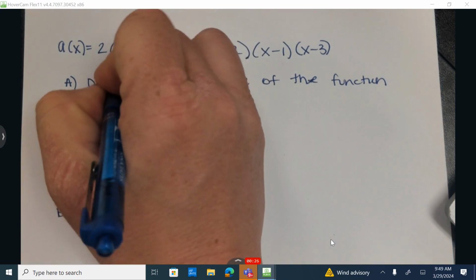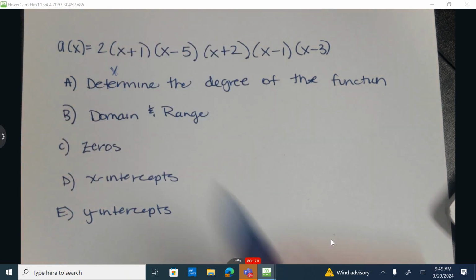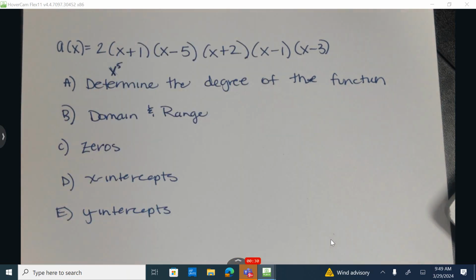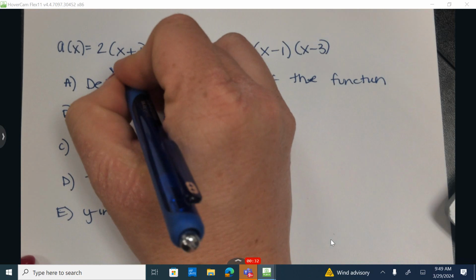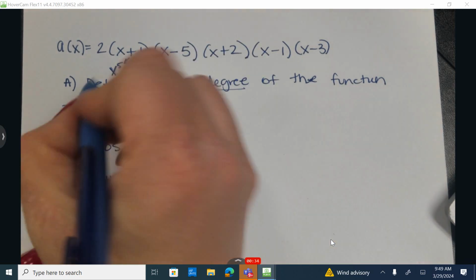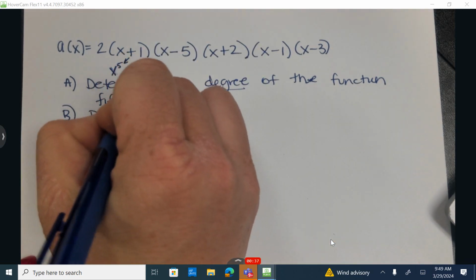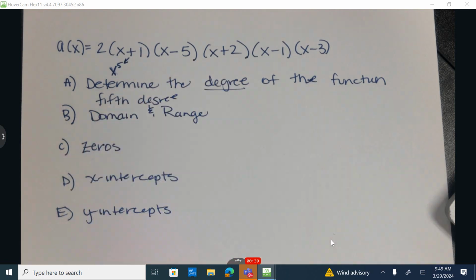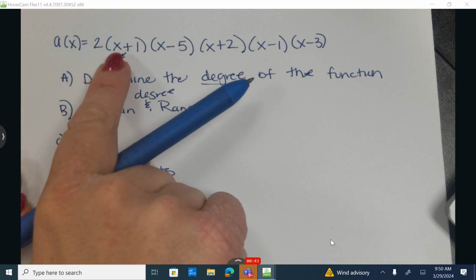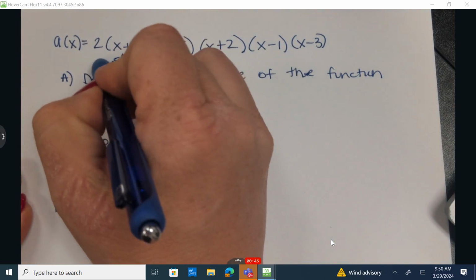This would be an x to the 5th power. And so when they ask what is the degree, it means what is the highest exponent on the variable. So this is a 5th degree function. Now also you need to remember what we learned back in first semester. If I multiplied this all out, there'd be a 2 in front.